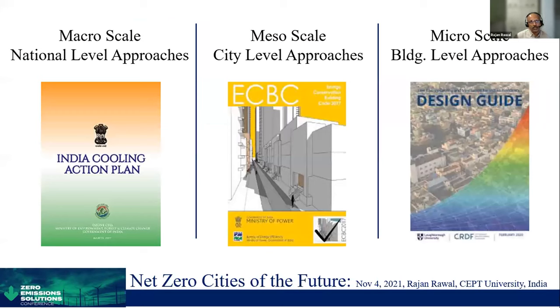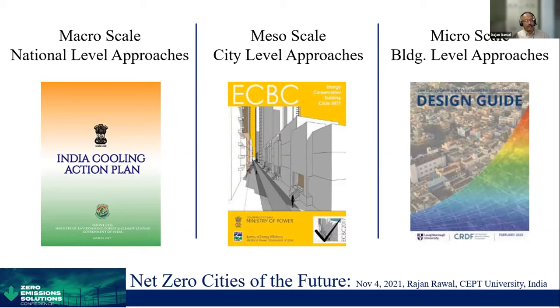which generally happens in the various nations, and India is no different from those contexts as far as building energy efficiency and net zero cities are concerned. There are several documents prepared at the national level, and in India we have a very ambitious and very futuristic document called the India Cooling Action Plan. The Indian government did recognize that we will require a huge amount of cooling to keep people thermally comfortable in their cities, in their buildings. At the same time, we do not want to impact the environment negatively while we start cooling people.